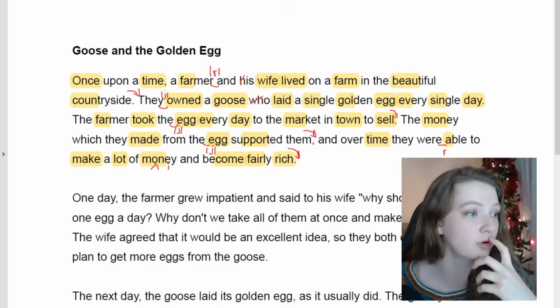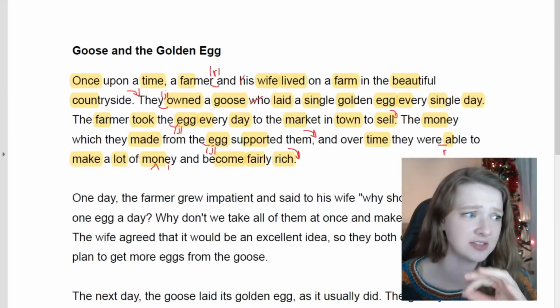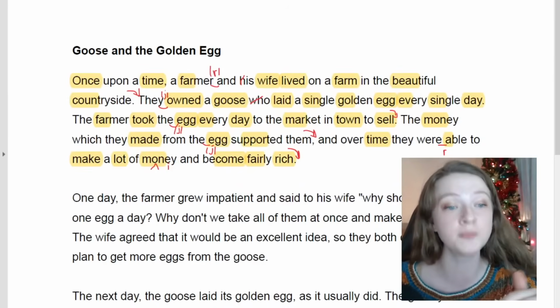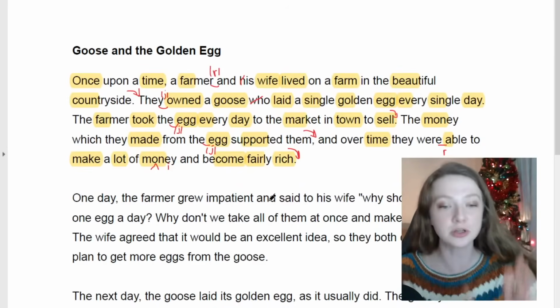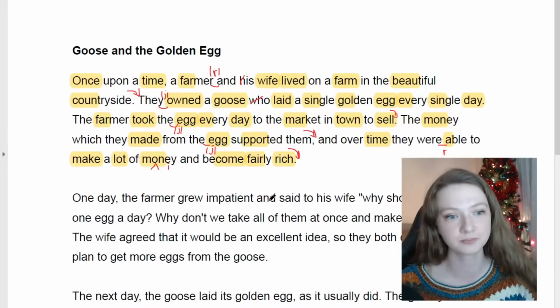Do you use weak forms in your daily life? 100%. Jesus, yes. If I spoke using only strong forms, I would sound like this. Okay, I'm going to read the same text, but only in the strong forms, right?